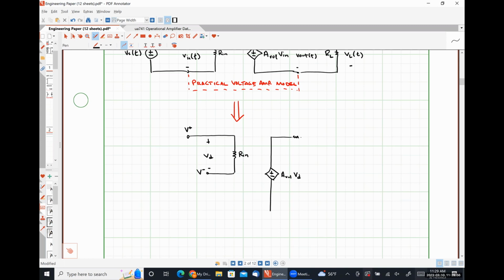Up here is our output resistance. And then just for the sake of simplicity, I'm going to put common rail here down on the bottom. That is our ground. And between this output terminal and ground is where we measure our output. So this construct right here is the practical amplifier model for an op amp.